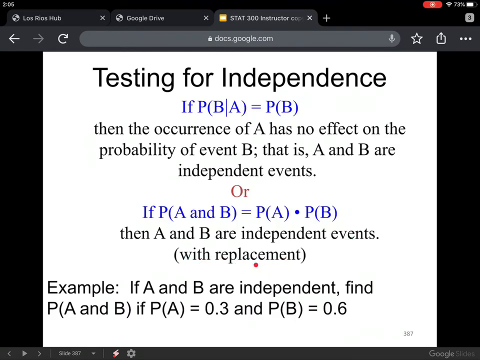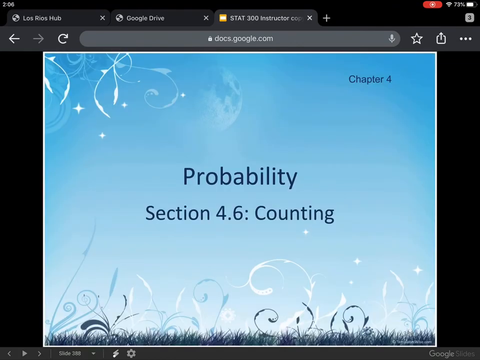So an example here: if A and B are independent, find the probability of A and B if the probability of A is 0.3 and the probability of B is 0.6. Well, if you're told that they're independent and you're looking for the probability of A and B, you just need to multiply these two and get 0.18. 0.3 times 0.6, 6 times 3 is 18. Move the decimal over 2 places, you get 0.18. And that leads us to talk about counting rules in the next section.